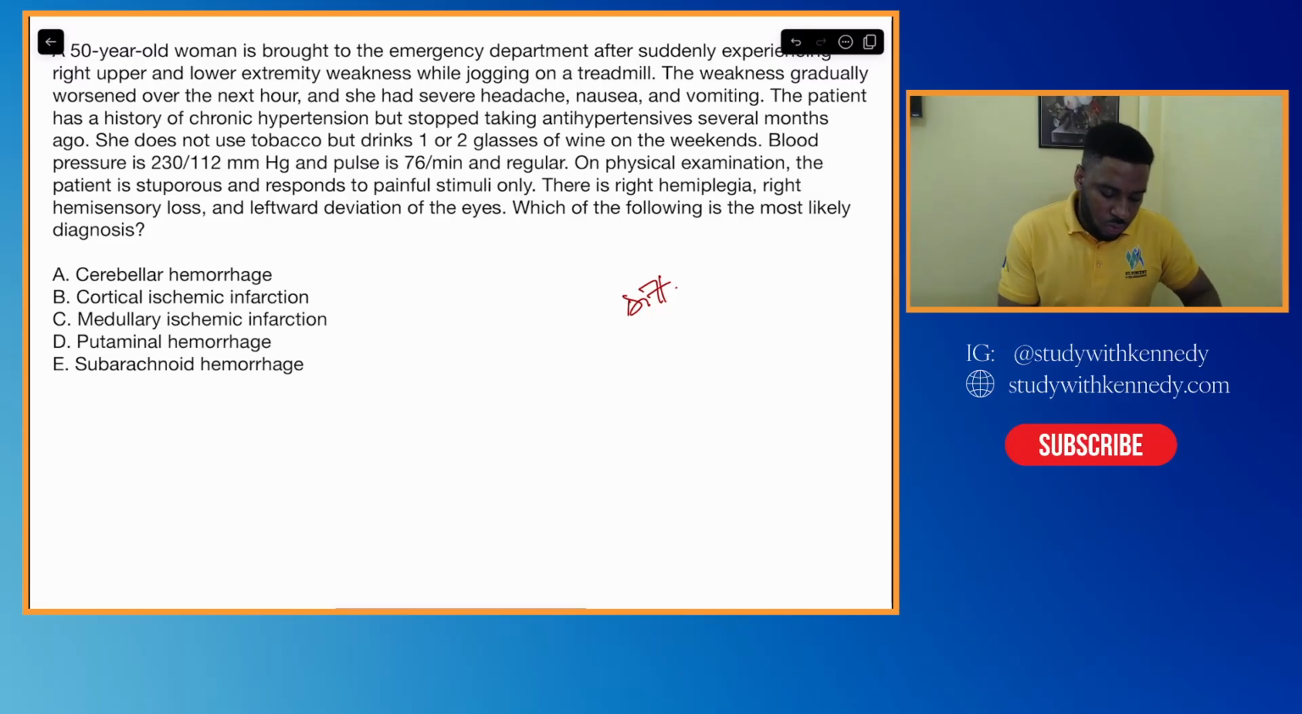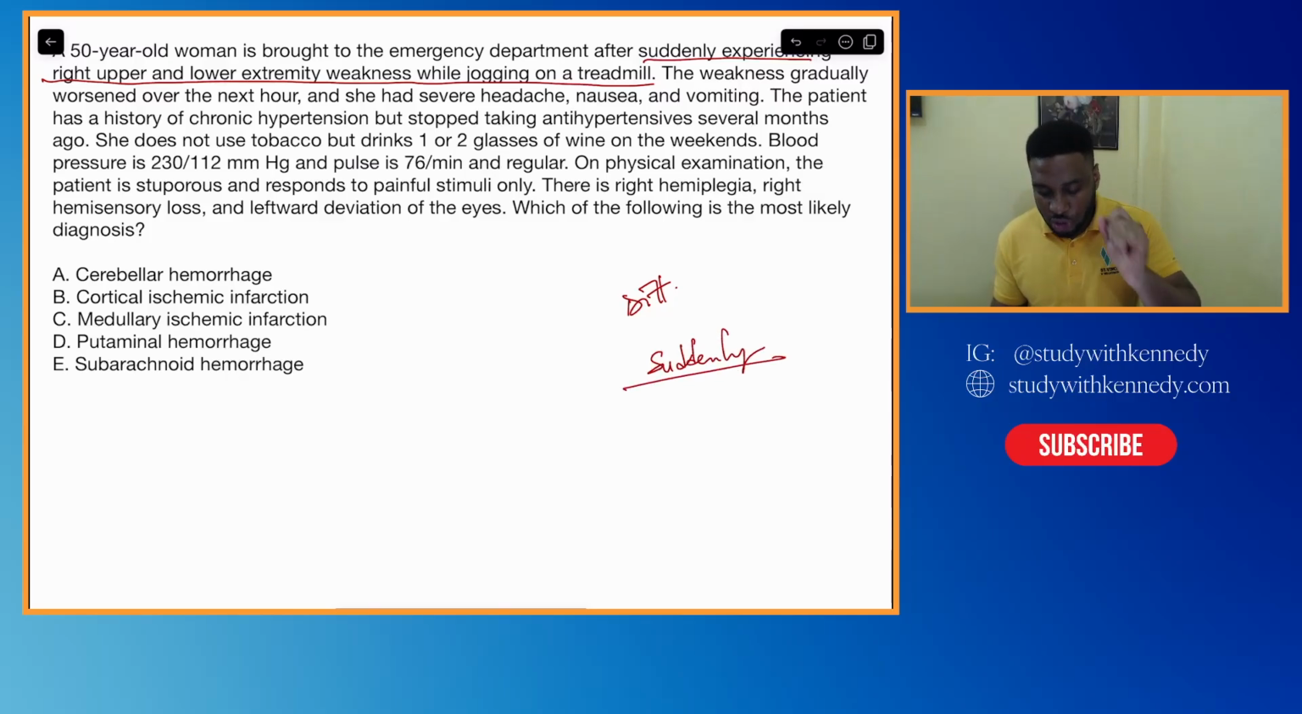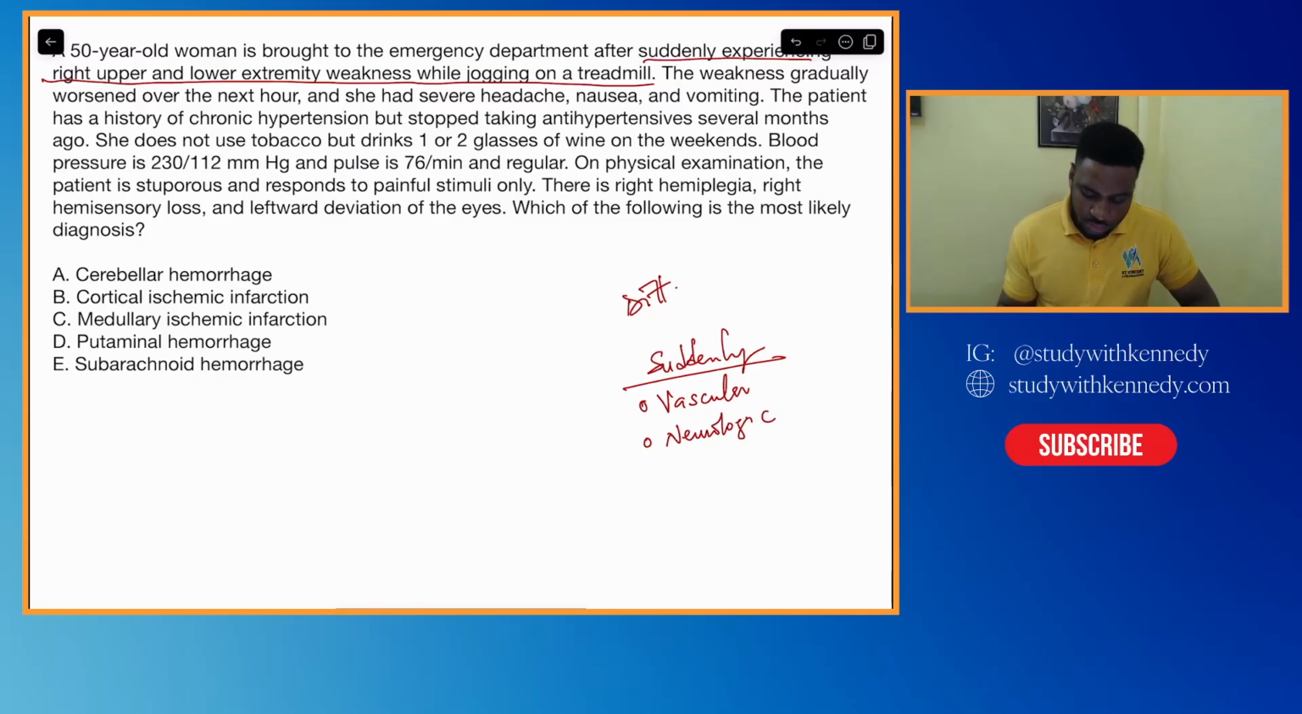So, a 50-year-old woman brought in after suddenly experiencing right upper and lower extremity weakness while jogging on a treadmill. A number of things come to mind before we even jump into this. I have mentioned before, for those of you that watch our videos constantly, whenever they tell you that something occurred suddenly, it is either a vascular problem or a neurologic problem. Take note of this for your exams. If something occurs suddenly, you either have a vascular problem or a neurologic problem.